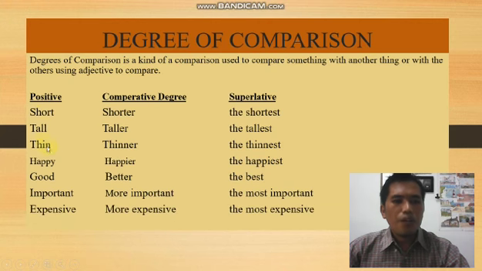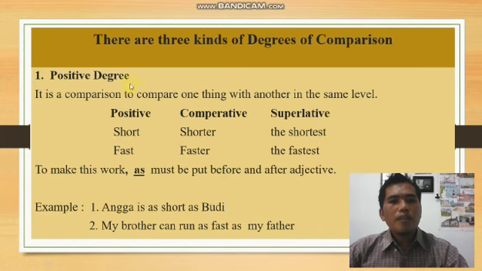Here I have some adjectives for you to see. Short, tall, thin, happy, good, important, expensive. They're all adjectives. Basically, there are three kinds of degree of comparison. The first one is positive degree, the second one is comparative degree, and the third one is superlative. In a moment, I want to explain these one by one to you.